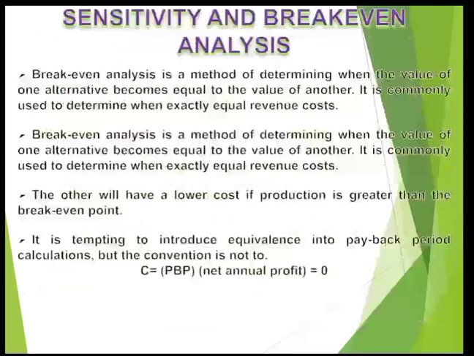An alternative form of the breakeven problem is to find the number of units per period for which two alternatives have the same total cost. Fixed costs are spread over a period longer than 1 year using the AW concept. One of the alternatives will have the lower cost if production is less than the breakeven point. The other will have a lower cost if production is greater than the breakeven point.